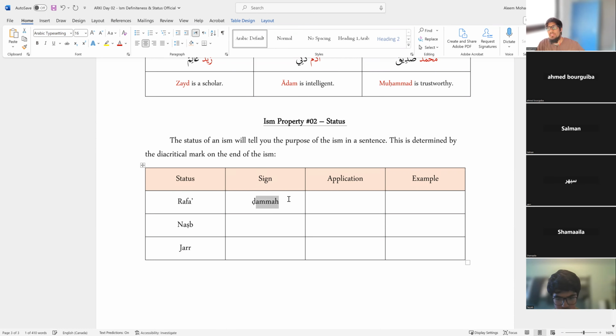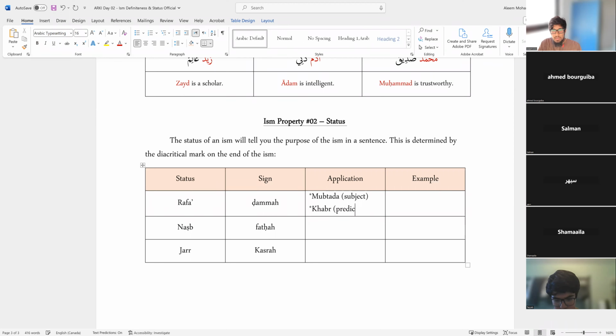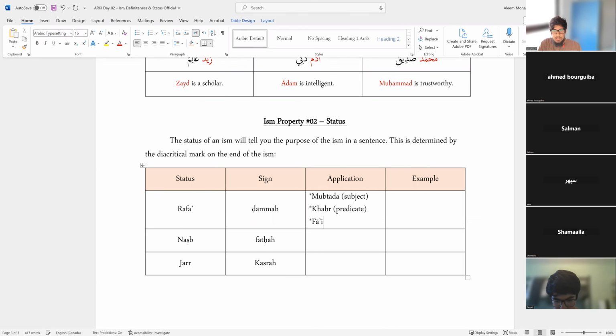So you guys tell me, the mubtada and khabar that we've been studying right now, the subject and the predicate, what state are they in? Yeah, good stuff. It's in the state of rafa, right? Nasb is known by a fatha ending. Is there anything that we've studied so far where we keep seeing a fatha ending appearing? Yeah, okay. You guys are saying the maf'ul, which is the receiver, right? And then jar is a kasra ending, which we haven't seen any such as of yet. So the application of this, for the rafa case, it's going to be your mubtada, which is your subject. It is also going to be your khabar, which is your predicate. And then it will also be your fa'il, which is your doer.